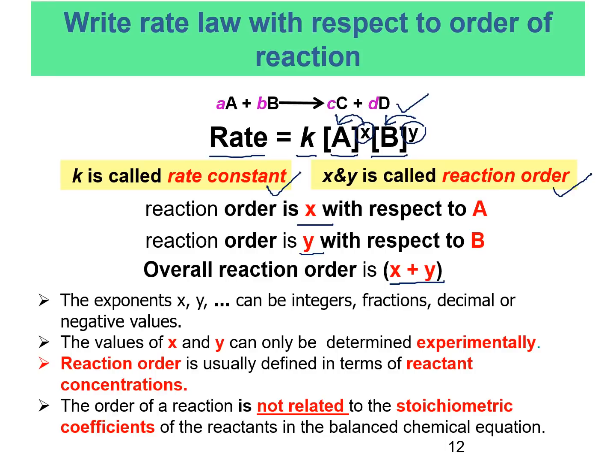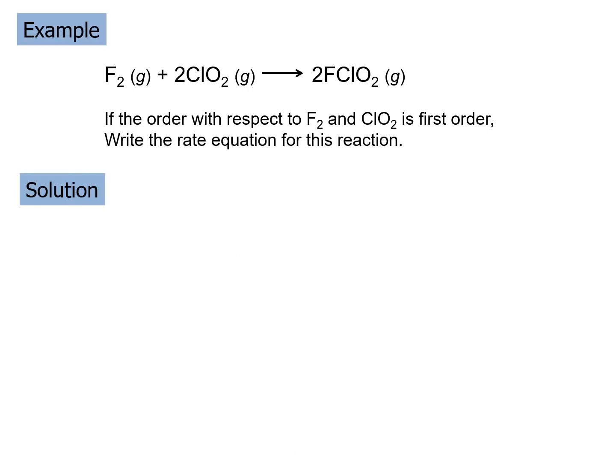x and y can be integers, fractions, decimal or negative values. x and y can only be determined experimentally. Reaction order is usually defined in terms of reactant concentration. Don't forget, reaction order is not related to the stoichiometric coefficients. For example, you have this equation, F2 plus 2ClO2 produce 2FClO2. If the order with respect to F2 and ClO2 is first order, write the rate equation for this reaction.